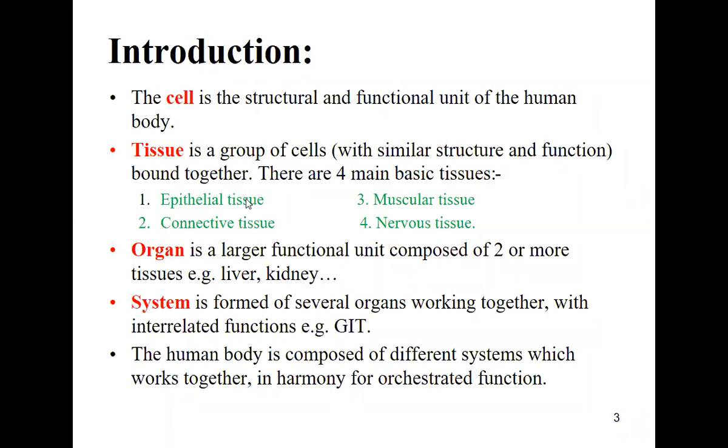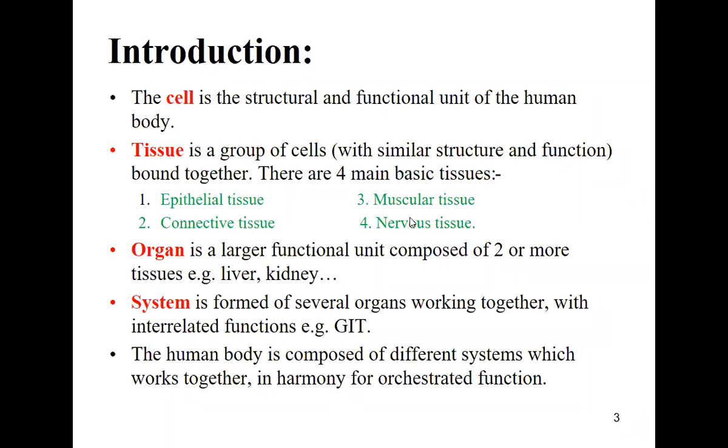Which are those? One is the epithelial tissue, the second is the connective tissue, the third is the muscular tissue, and the fourth is called the nervous tissue. These are the four types of tissue which are present in the human body. So any structure in the human body is made up of one or more of these tissues. The muscles in our body are made up of the muscular tissue.